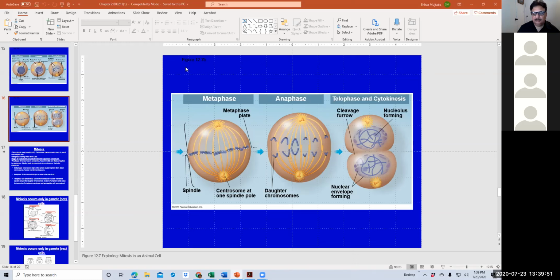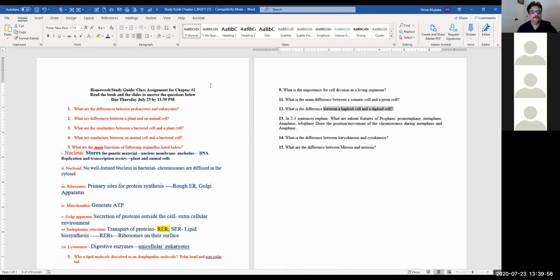So let's see at what question we are. What question number are we at? So we talked about haploid cells. So we talked about two to three sentences explaining the salient features of all the phases. So I talked about that, you look at these.